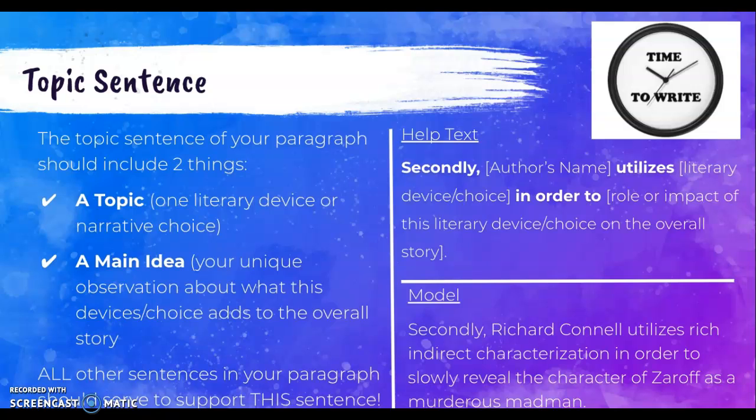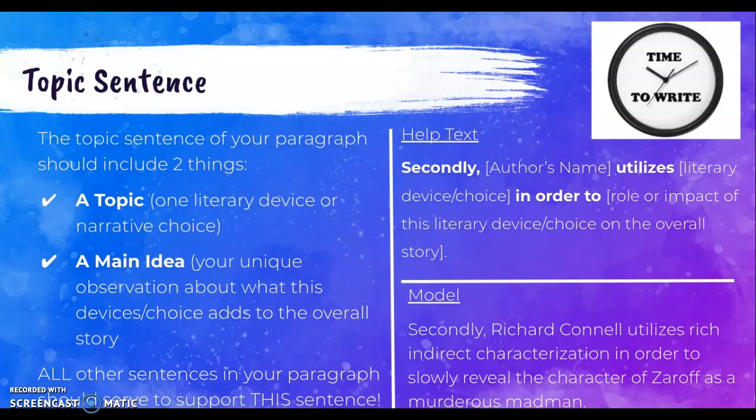All right, so let's go ahead and take a look at our model topic sentence. We begin with a transition phrase that tells us that this is our second main idea for our essay. Secondly, Richard Connell utilizes rich indirect characterization in order to slowly reveal the character of Zaroff as a murderous madman. So you can tell that in addition to our transition word, we have a clear topic, which is indirect characterization, and we have a main idea. It slowly reveals the character of Zaroff as this very interesting, but obviously murderous madman.